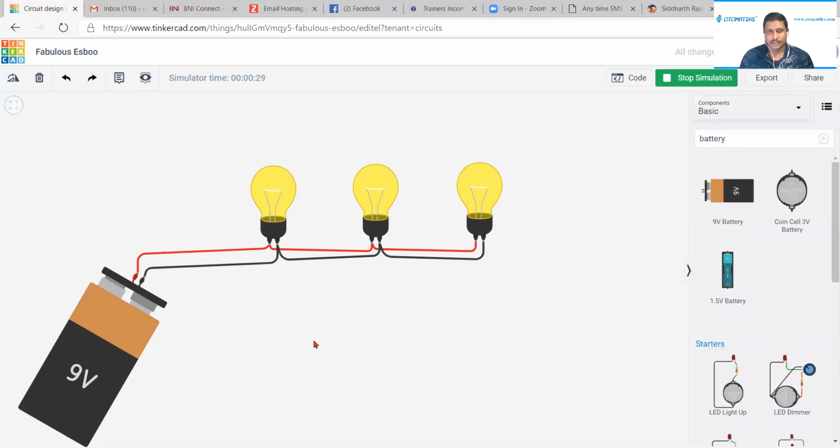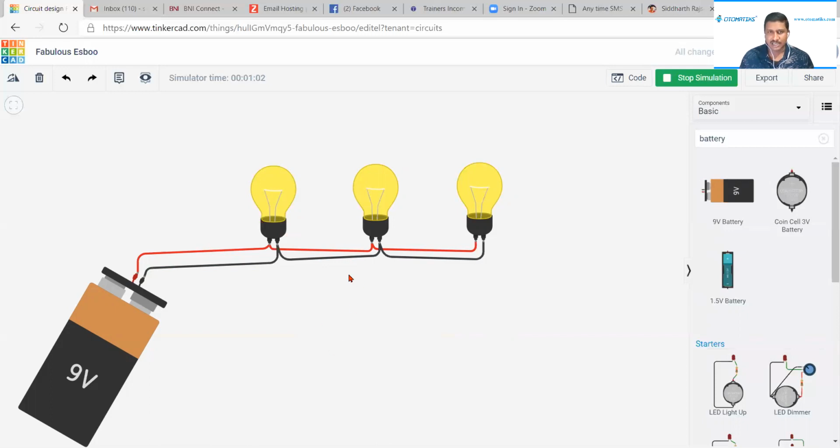Good. So you could see each and every bulb is having individual positive and negative, right? That shows each and every bulb is individual, so they are not dependent on each other. In this case, it is called a parallel connection. If any damage happens to any one of the bulbs, it is not going to affect the other 2 bulbs working. So hope you understood what a parallel connection is from this.